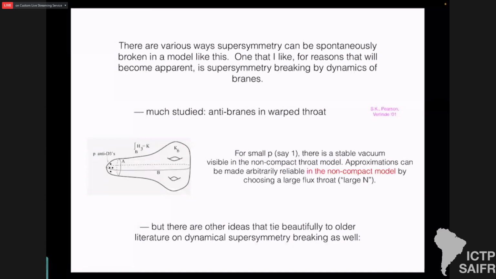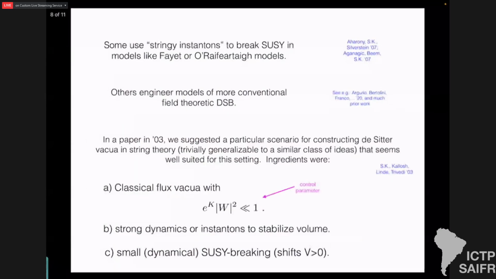But there are other ideas that tie beautifully to older literature on dynamical supersymmetry breaking as well. For instance, you can use various instanton effects in string theory to break SUSY dynamically by dynamically generating a small scale in models that are more like Fayet or Rattazzi models of traditional supersymmetry breaking. We did this with Ofer and Mina years ago, and Chris Beasley. Others have engineered models of more conventional field theoretic dynamical supersymmetry breaking on branes. A recent paper is by Argurio, Bertolini, Franco, and others.